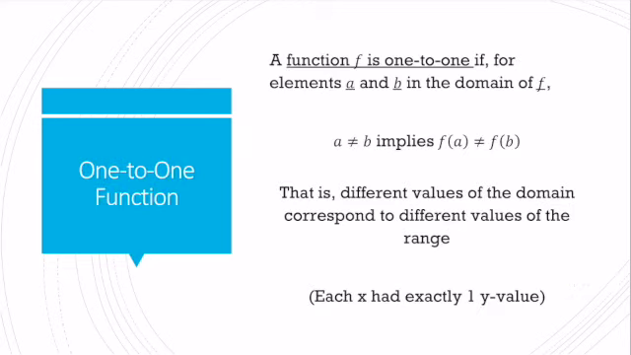We have another special type of function. A function is one-to-one if for all the elements a and b in the domain of f, a doesn't equal b implies f of a doesn't equal f of b. This is a very complicated way of saying that each x has exactly one y value. That means that each button in our vending machine only goes to one food.